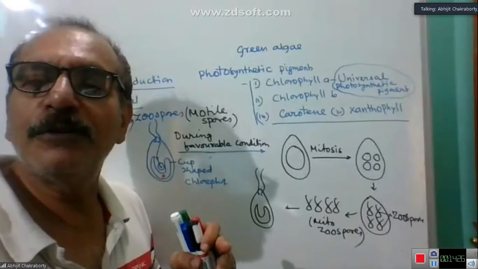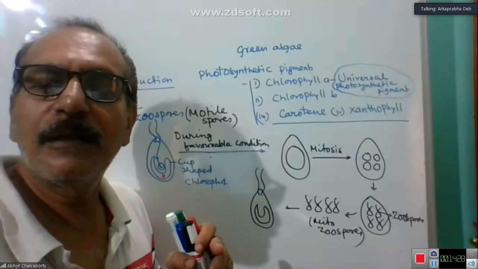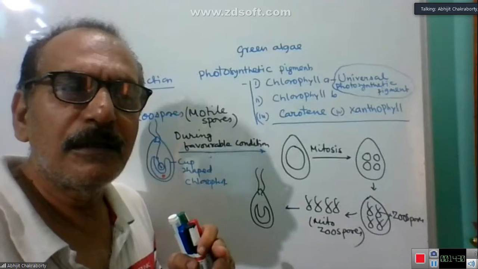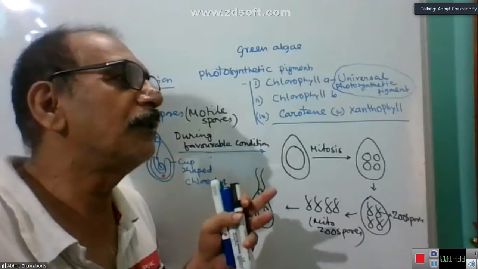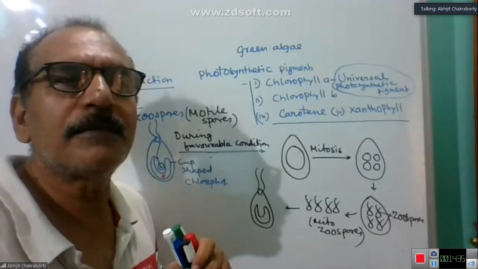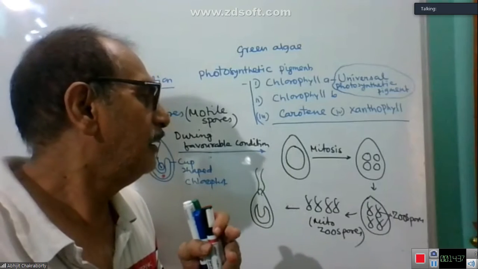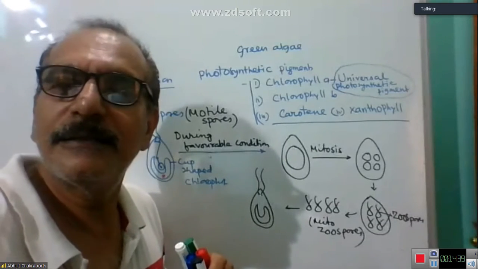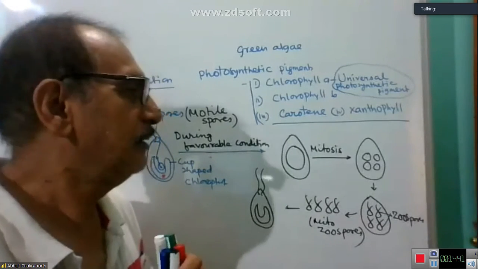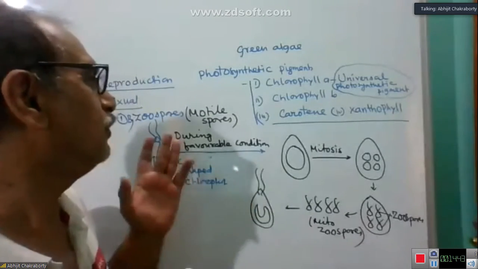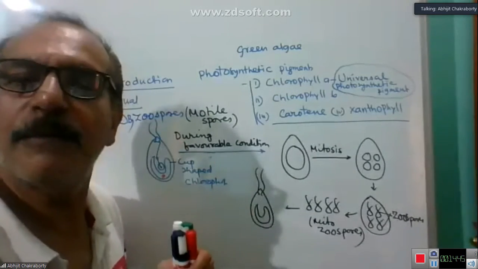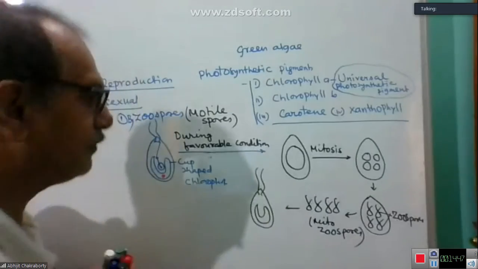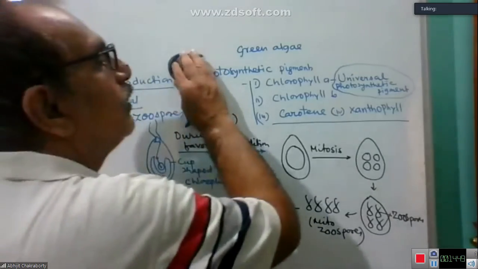Is it clear to you? The shape of the chloroplast doesn't matter in reproduction. It is not related to it. Okay. So these are the zoospores, one form, and the second one I am telling you now. Look here.